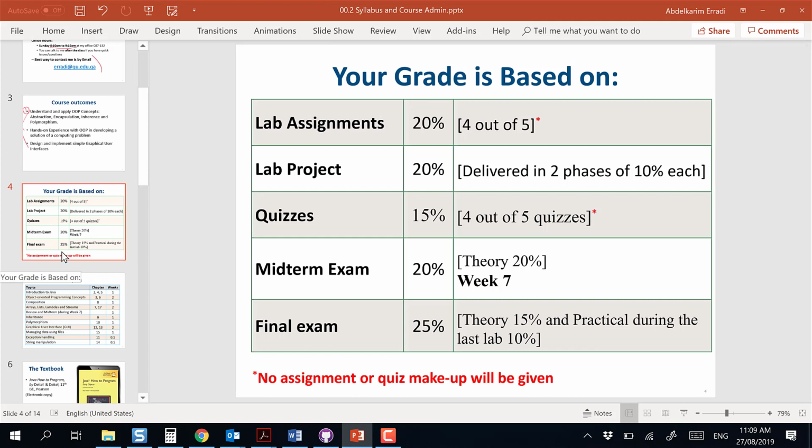We decided this just to keep the load reasonable. We don't want to overburden you. You have other courses, of course. At the same time, I think it is a reasonable load. At the same time, it is continuous assessment. You always need to keep it in mind and work progressively. Don't leave it to the last minute.